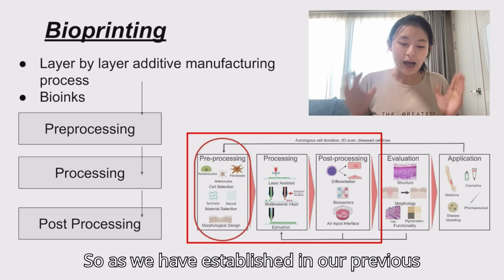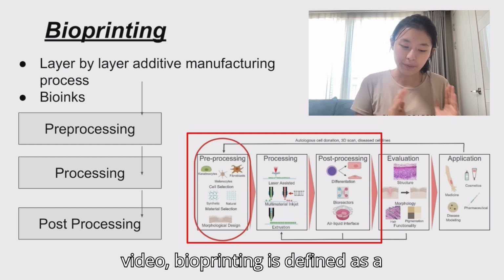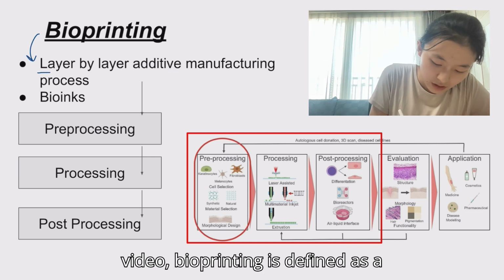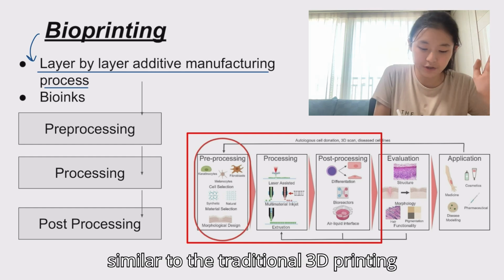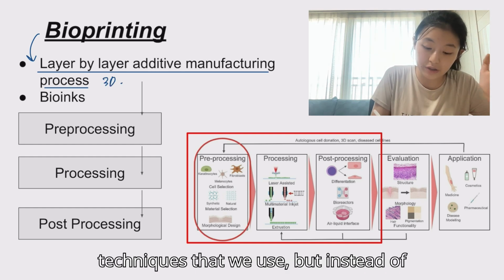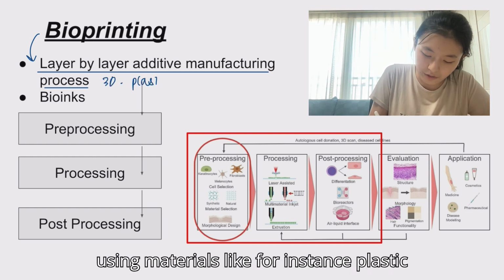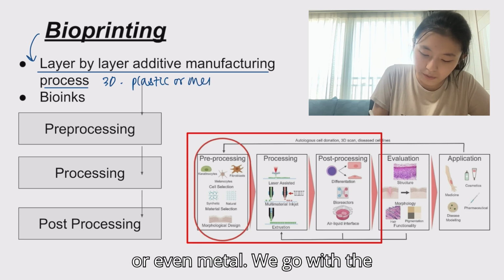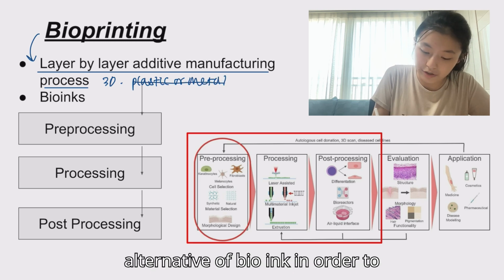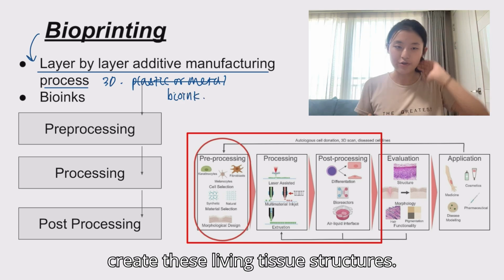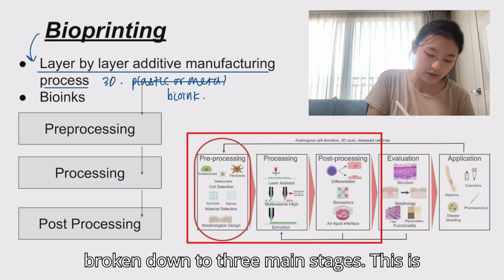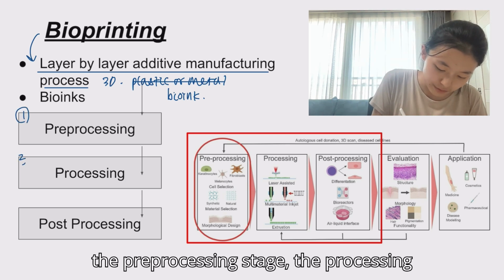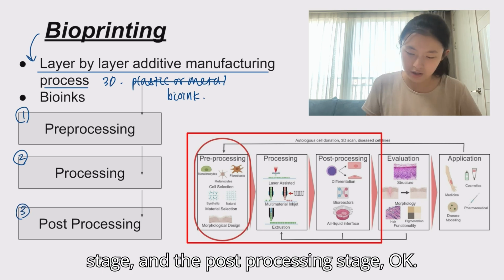Okay. So as we have established in our previous video, bioprinting is defined as a layer-by-layer additive manufacturing process, and it's one that's very similar to the traditional 3D printing techniques that we use. But instead of using materials like, for instance, plastic or even metal, we go with the alternative of bioink in order to create these living tissue structures. Now, the entire bioprinting process can be broken down into three main stages. This is the pre-processing stage, the processing stage, and the post-processing stage.